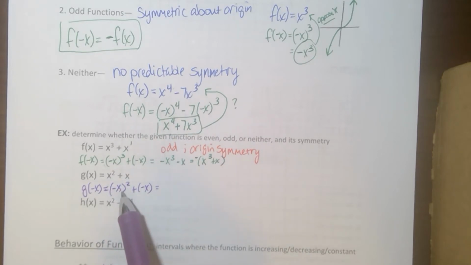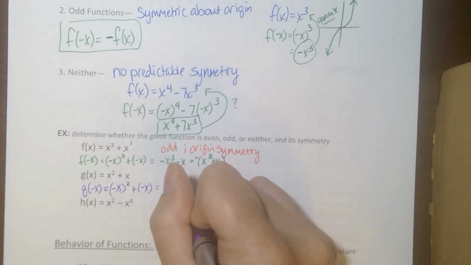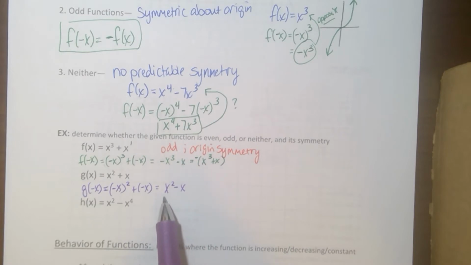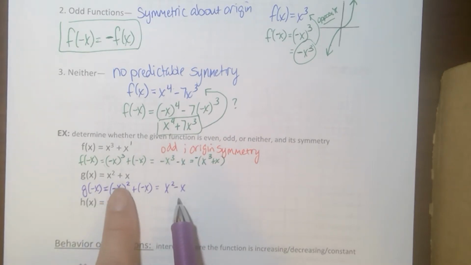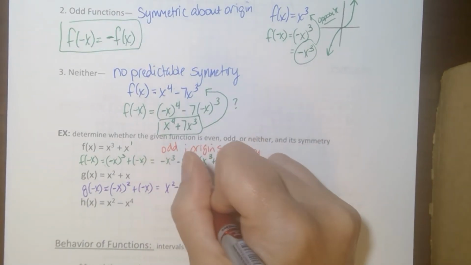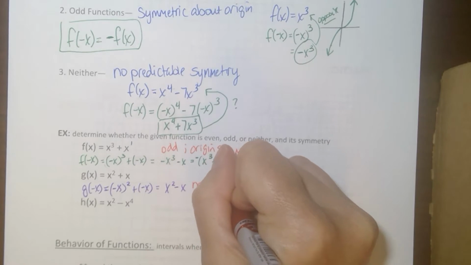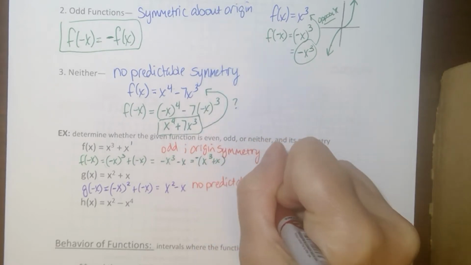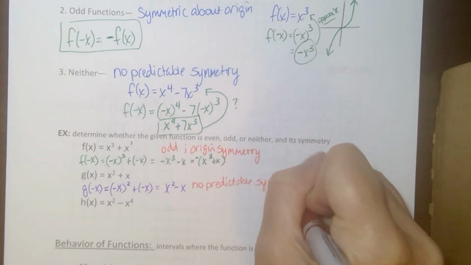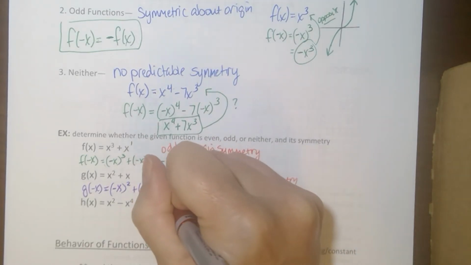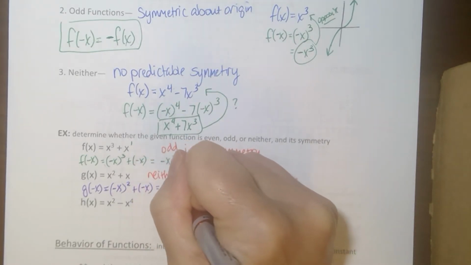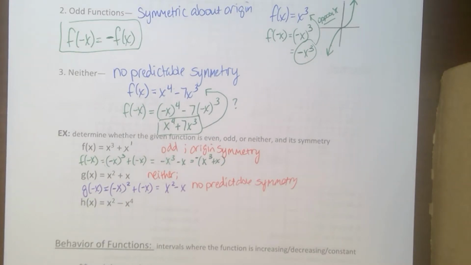Well, for the squared term, those negatives pair up and nothing changes. So that's still x squared. But for the x term, the sign changes. So I had one term stay the same and one term change sign from the original. When one changes and one stays the same, I have no predictable symmetry. It is neither even nor odd. Neither, and there is no predictable symmetry. So let's look at that last one.